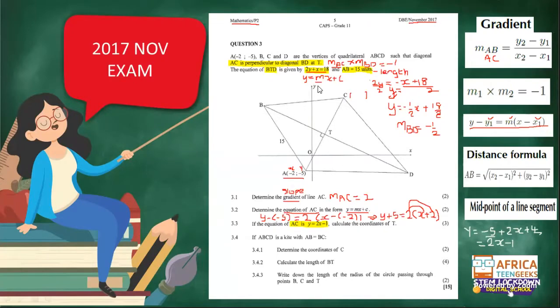Okay, so you can say the equation that you substituted here for BD, you equate it to the one for AC, and you solve for X. And then after solving for X, you substitute your value of X in either the equation of BD or the equation of AC to get your value of Y. Do you guys understand?